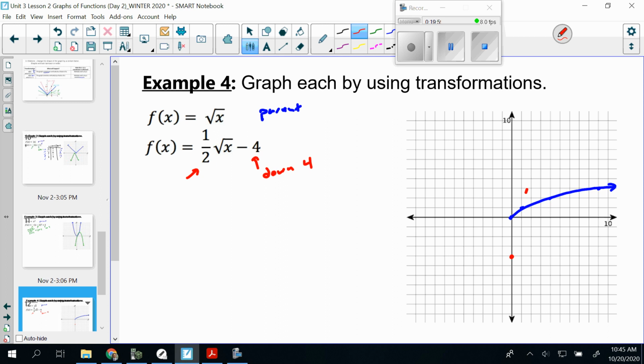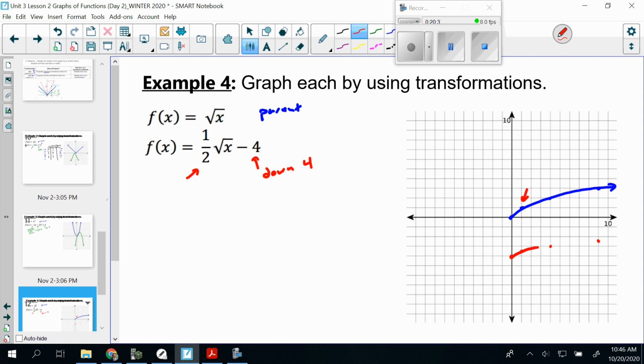Before, to get this point, we went over 1 to the right and up 1. So if we went over 1 again, instead of going up 1, this is being compressed by half, so we'd only go up a half. The next one we had was over 4, we went over 4 and up 2 to get to that point. So if we went over 4 again, instead of going up 2, we'd only go up half of that, so we'd only go up to 1. Our other number here, if we went over 9, before we went up 3, we only want to go up half of that, so we'd only go up 1.5 here.